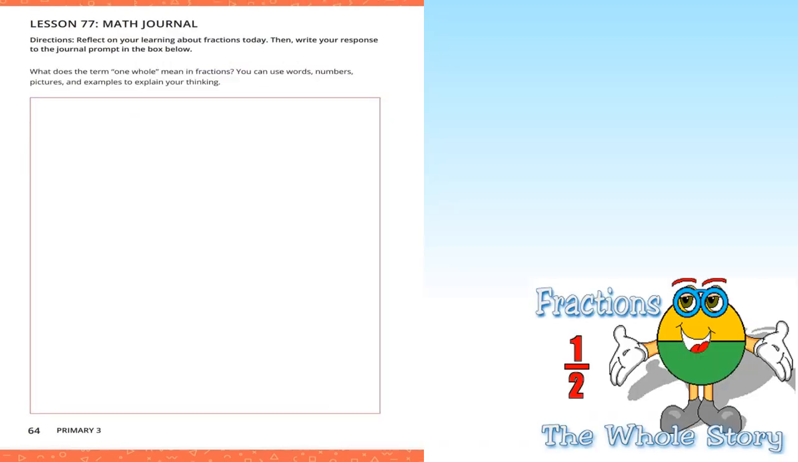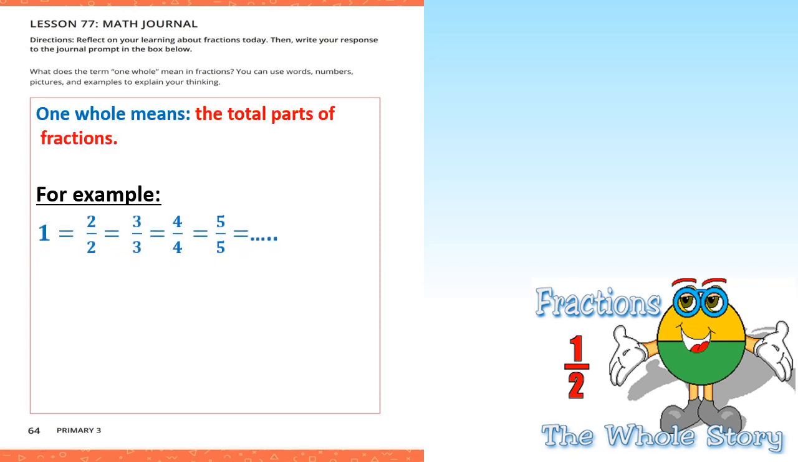Now let's move to the math journal. Reflect on your learning about fractions. Write the response to the journal prompt in the box below. What does the term one whole mean in fractions? One whole means the total parts of a fraction. We said before, if we divide the whole into equal parts, the total parts will make one whole. And we said also, one whole equals 2 halves. 2 halves means 2 over 2, 2 parts out of 2.